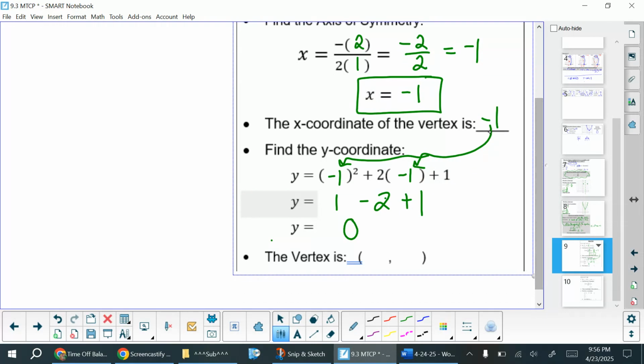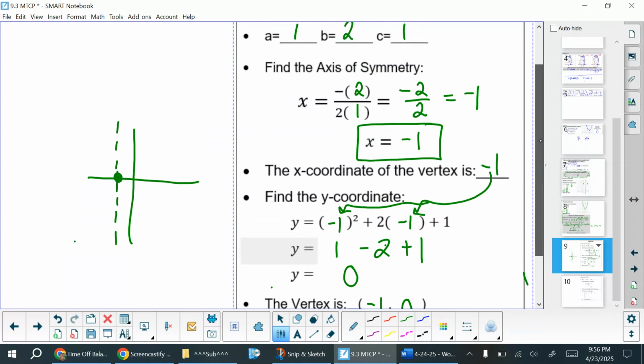And so I have the coordinate. The negative 1 is my x-coordinate. 0 is my y-coordinate. That is my vertex. Now, on this problem, they did not ask you to graph it, but we're going to go ahead and do it right now, even though there's no place for it on your paper. I'm going to start by plotting my axis of symmetry. X equals negative 1. So I'll go over to negative 1 and graph it. My vertex is at (negative 1, 0) right there.